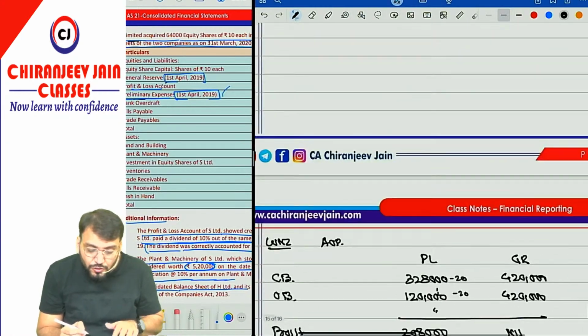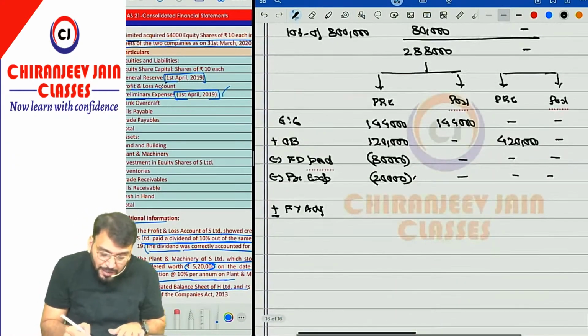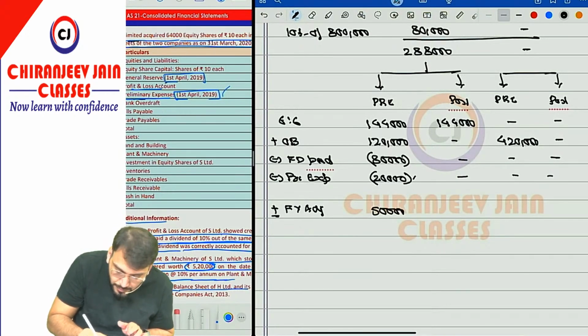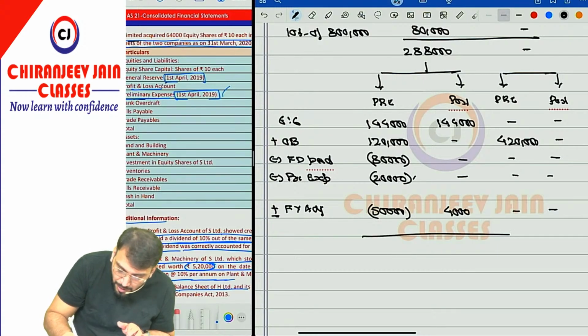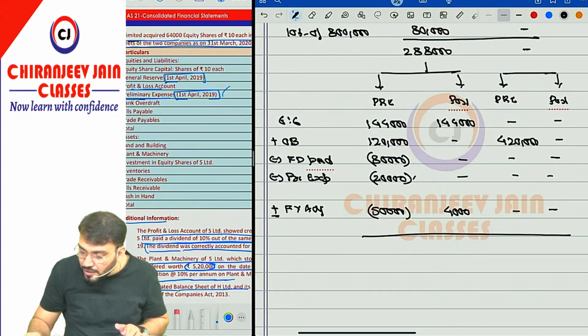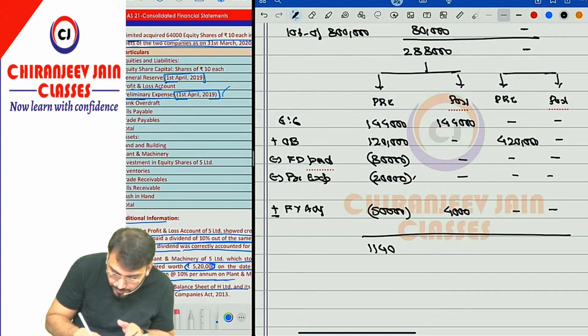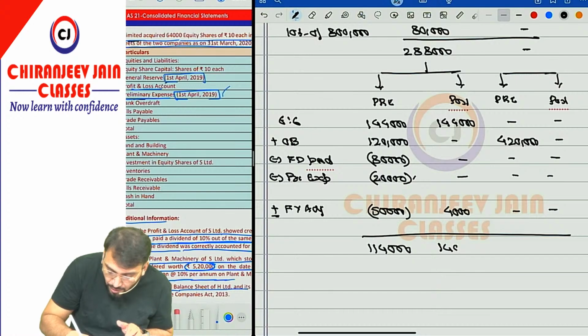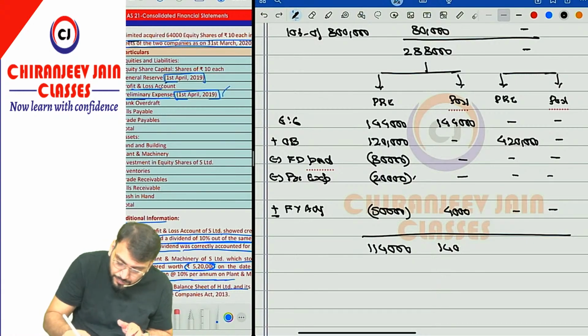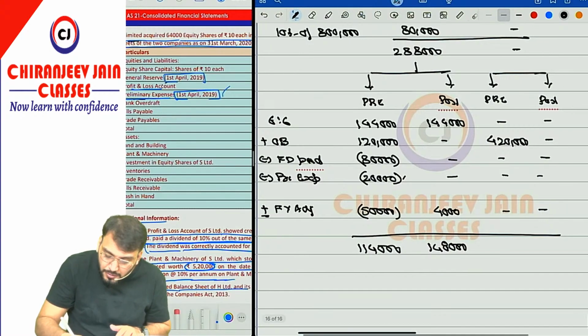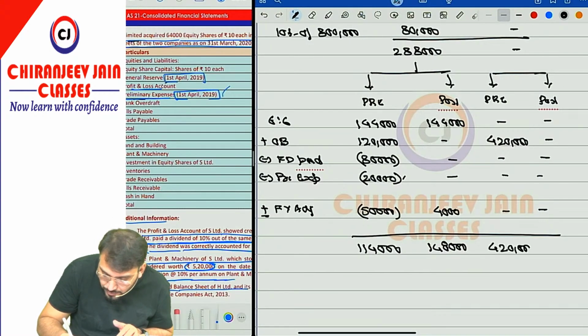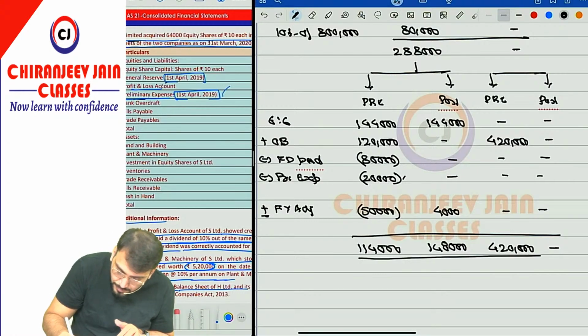So what is the fair value loss? That is 50,000. 50,000 minus karo yahan se. And what is the depreciation? 4,000 we need to add yahan par. So this becomes how much, batao? 1,44,000 plus 1,20,000 minus 80,000 minus 20,000 minus 50,000. So this will be 1,14,000 and this will be 1,40,000. This is 48,000. This will be 4,20,000 and this will be nil. Got this point?